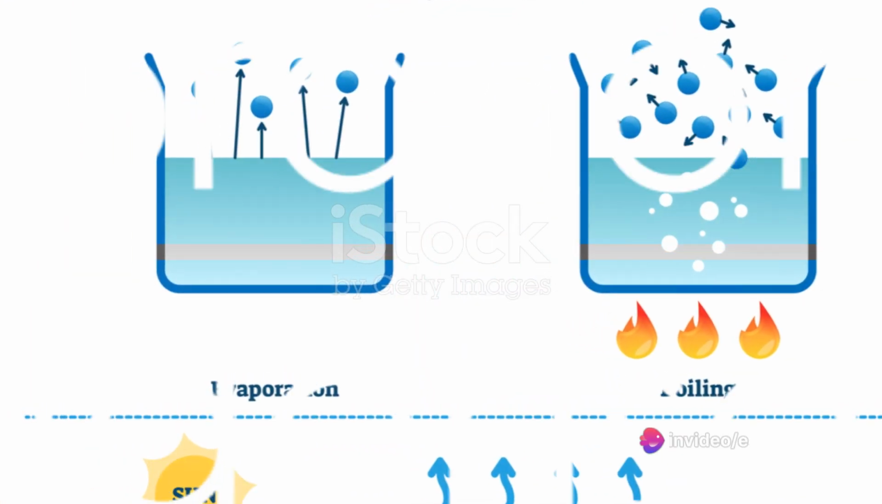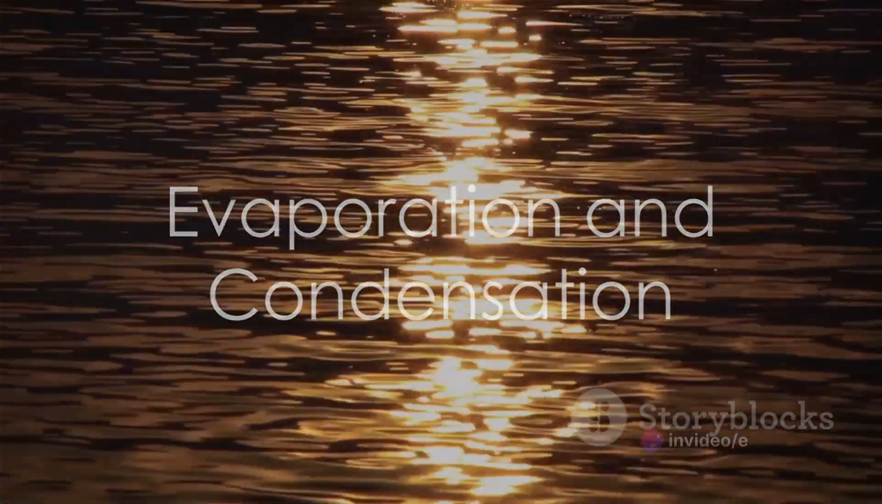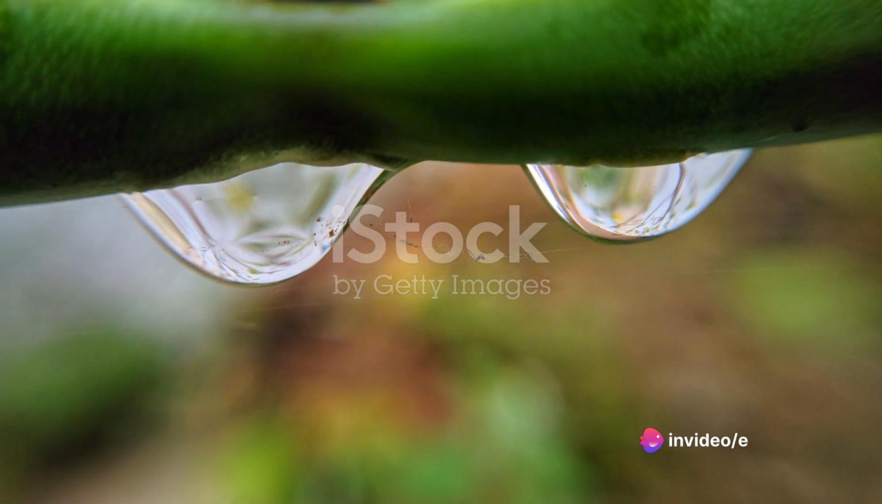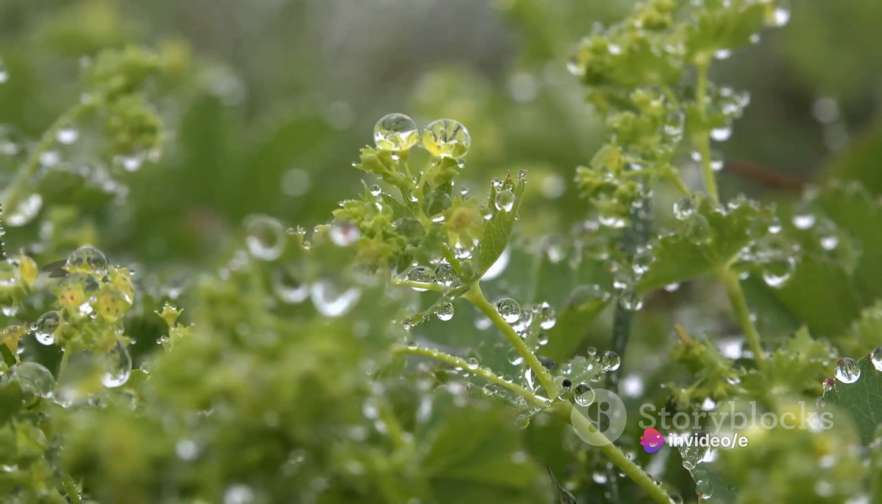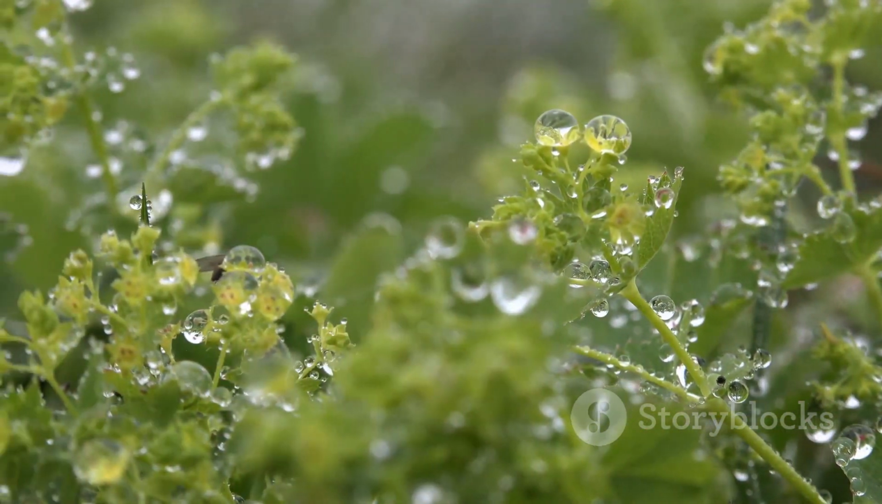It all begins with evaporation, where the sun's heat causes water from oceans, lakes, rivers, and even plants to transform into water vapor. This invisible vapor then ascends into the atmosphere. Once in the atmosphere, this water vapor cools and condenses, forming tiny droplets that gather and create clouds. This process is known as condensation.